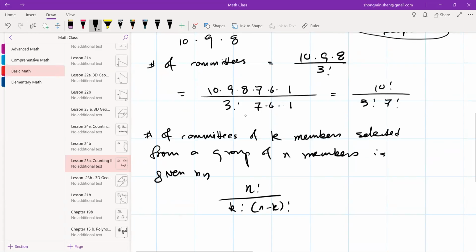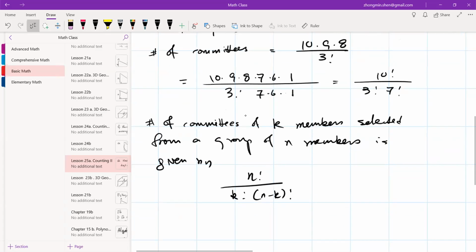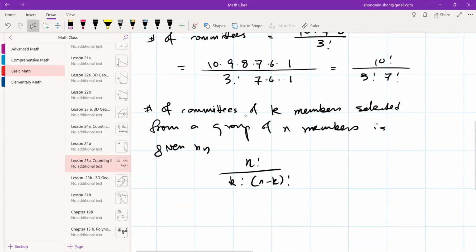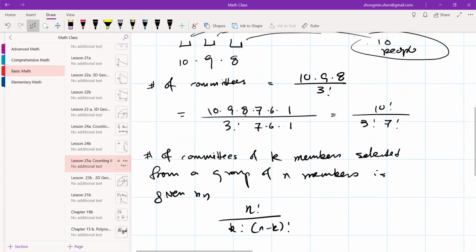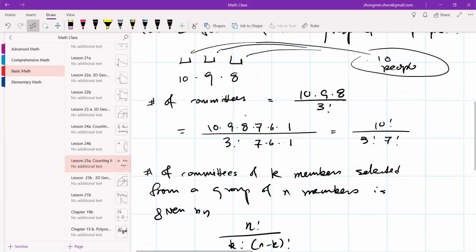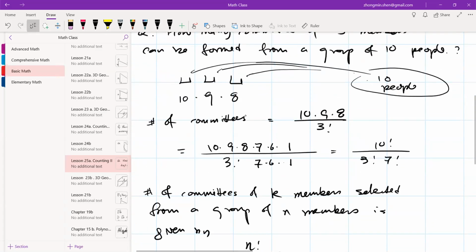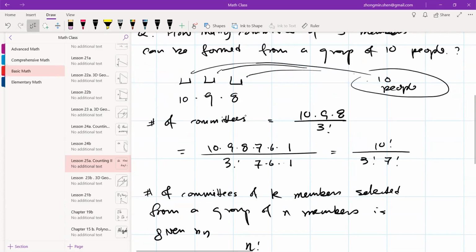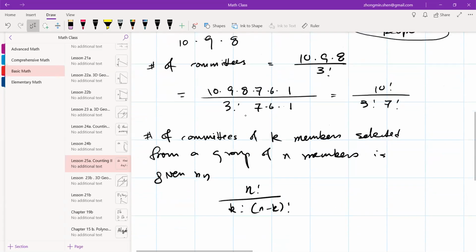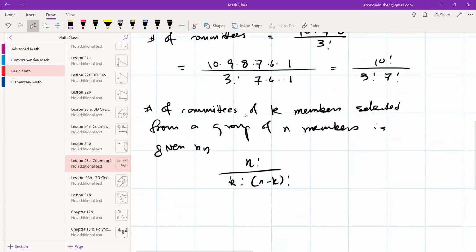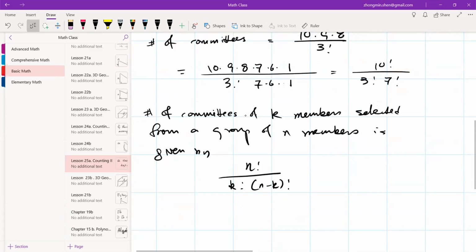So this is a very interesting number, honestly. This number shows up in many different places. So how do we get this formula? The ideas are very similar. Here we work on the specific numbers, and that's why I got 10 factorial over 3 factorial times 10 minus 3, which is 7 factorial. But this is more general.